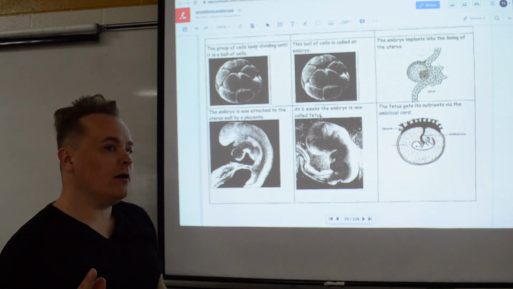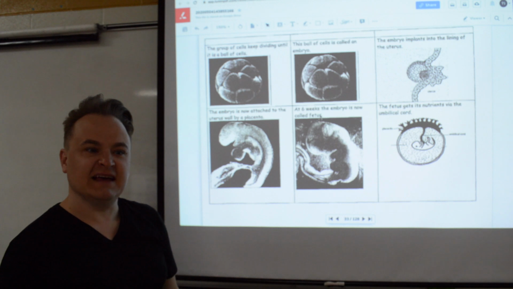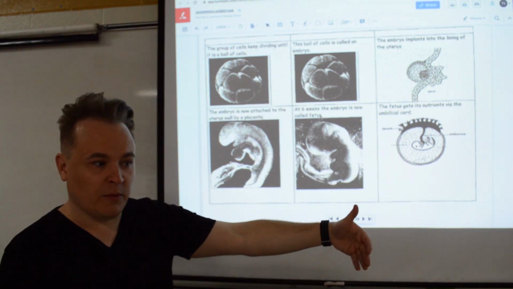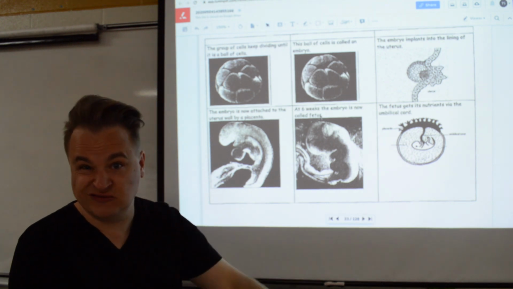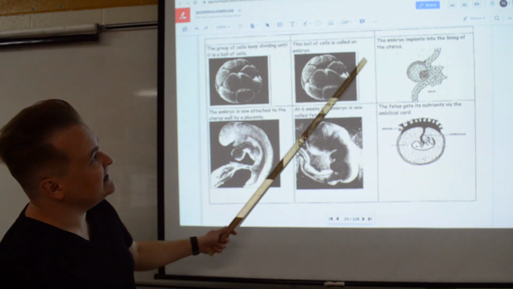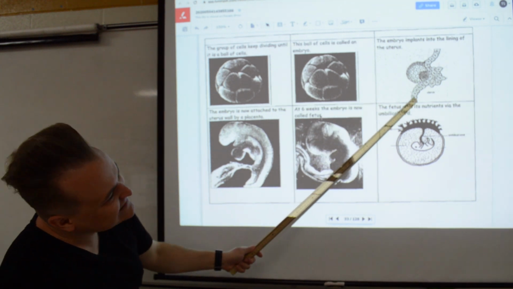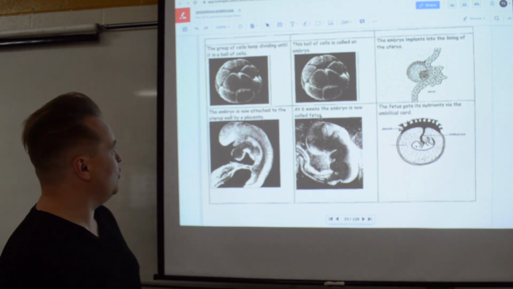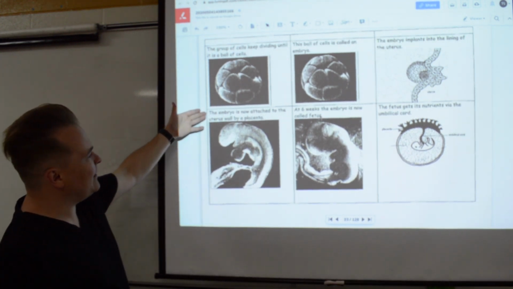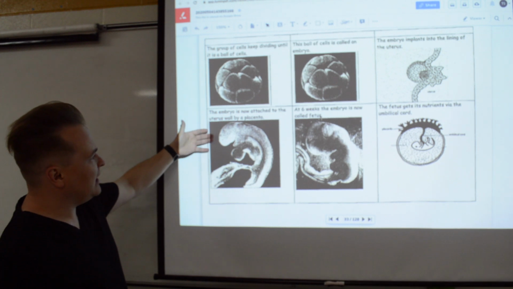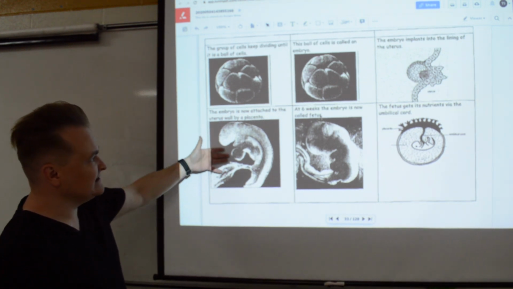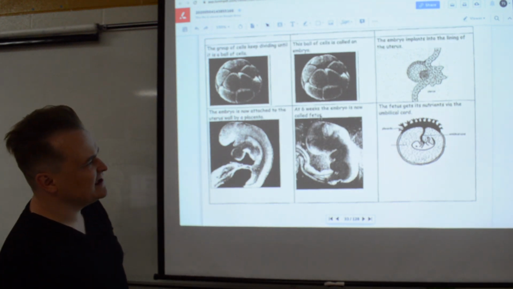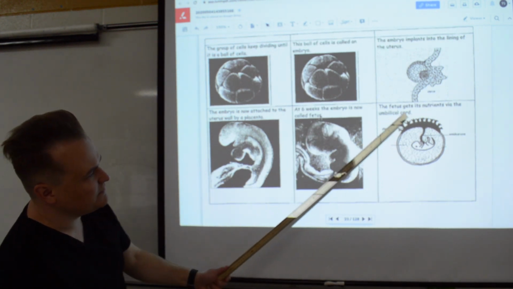Now, this is where you could either have the baby or not, because if this embryo doesn't attach to the uterus walls, the woman has her menstrual cycle and there's no child. But right here you could see if the embryo implants into the lining of the uterus, fertilization is complete and it can grow. The embryo is now attached to the uterus wall by a placenta. At 6 weeks, the embryo is called a fetus, and the fetus will get its nutrients from the umbilical cord.